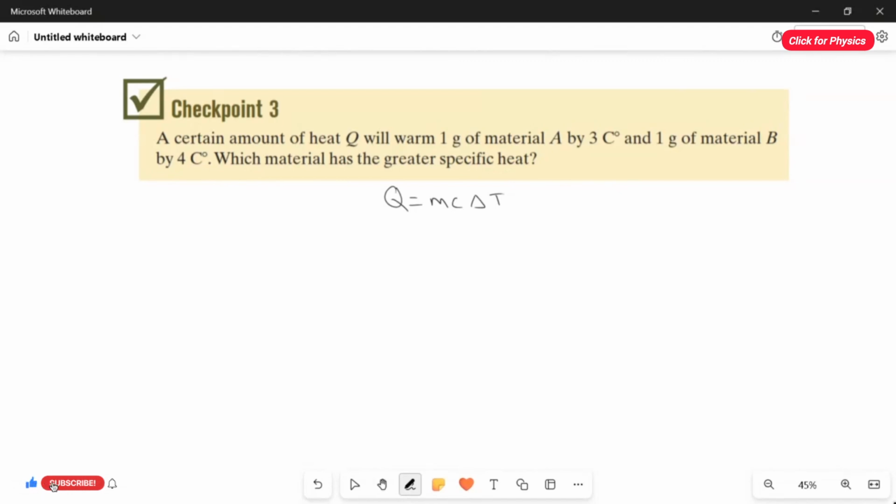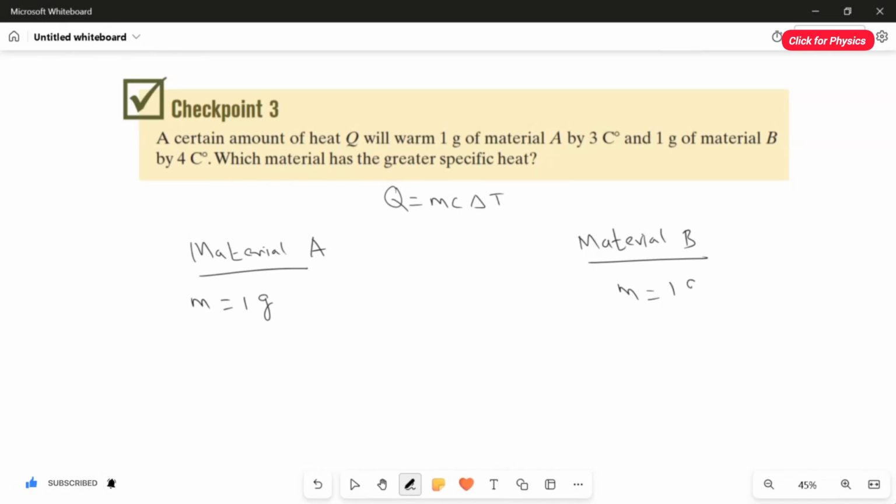So what we have here are two materials, material A and material B. For material A, what is the mass? It is 1 gram. And material B's mass is also 1 gram. Clear? And then we increase the temperature. So how much temperature change did we make? For A, ΔT is 3 Celsius degrees, and here for B, ΔT is 4 Celsius degrees.